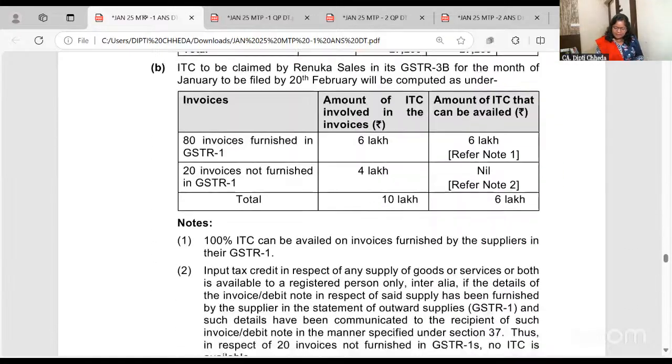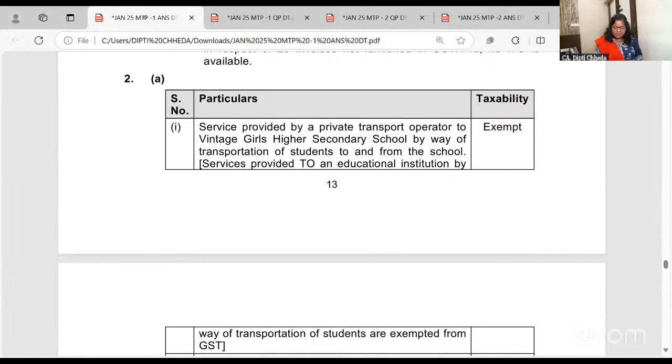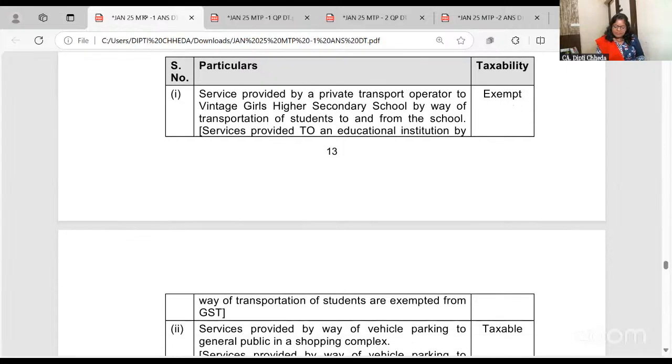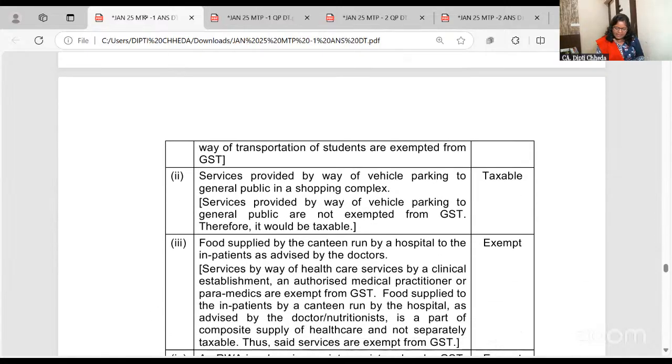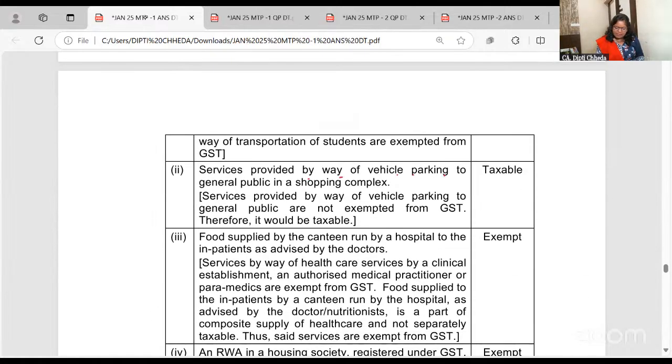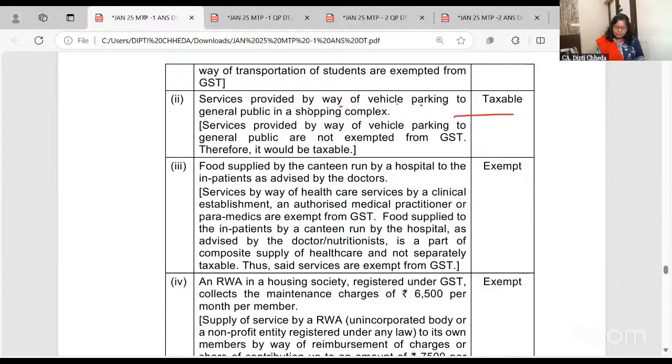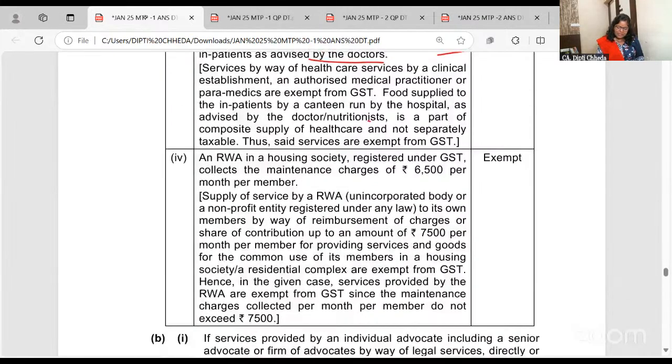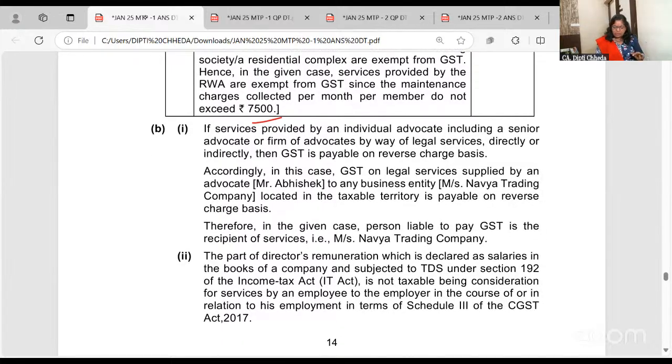चलो descriptive part में same बहुत सारे questions हैं जो आपको study material से ही दिए हुए हैं. Services provided by transport operators to the school, colleges and all exempt. Services provided by vehicle parking taxable hai. Food supplied to canteens, hospital, inpatient exempt, outpatient taxable. Resident Welfare Association up to 7,500 is exempt. It was a routine question. What was exempt and taxable?